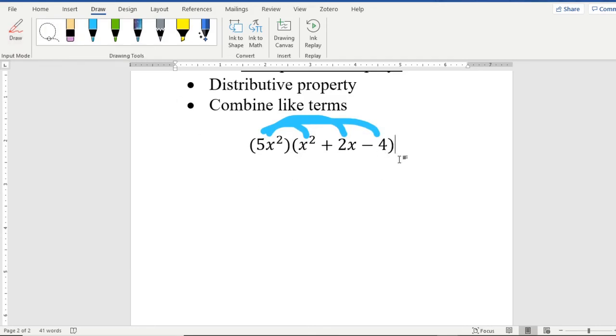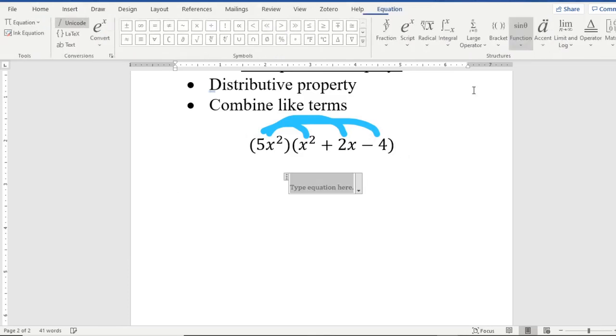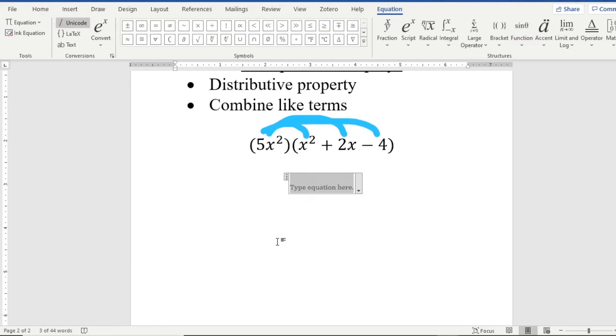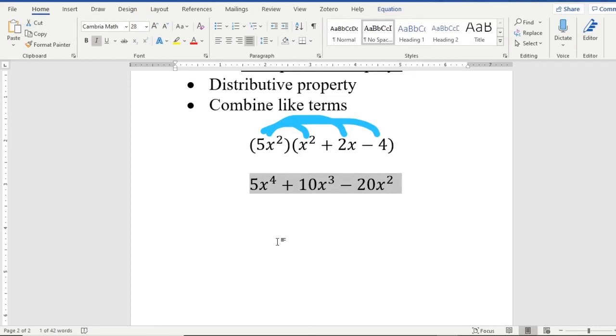Okay. So that is going to be, back to my equations. So 5x squared times x squared, that's 5x to the 4th, plus 5 times 2 is 10, x squared times x is x cubed, and then 5 times 4 is 20, so that's negative 20 x squared. Because that's a simple multiplication. This one had no combining of like terms, because there's a 4, a 3, and a 2. There are no same exponents.